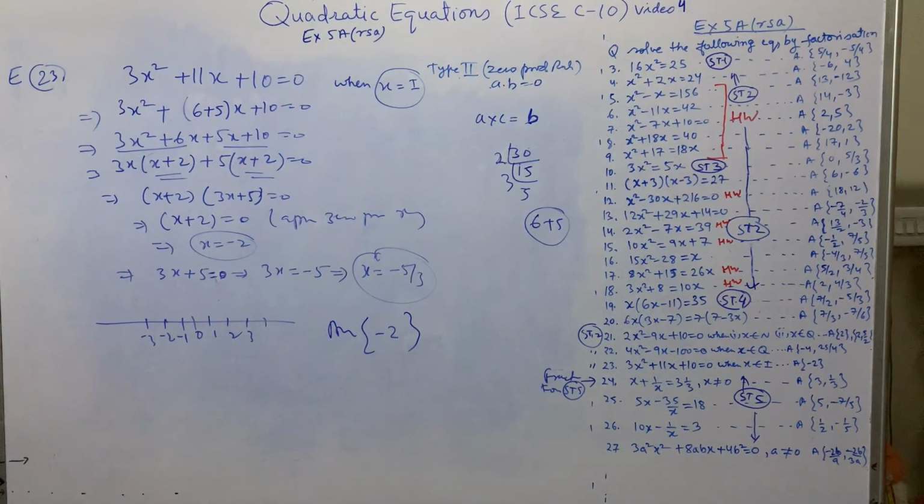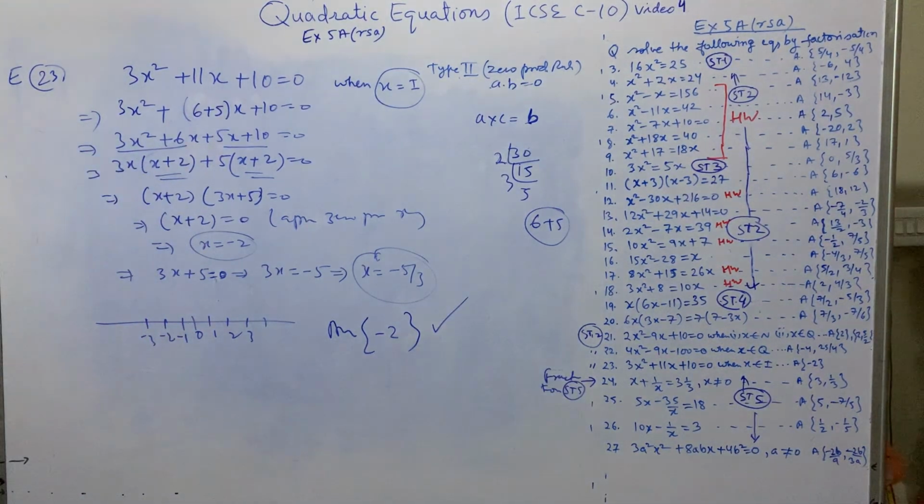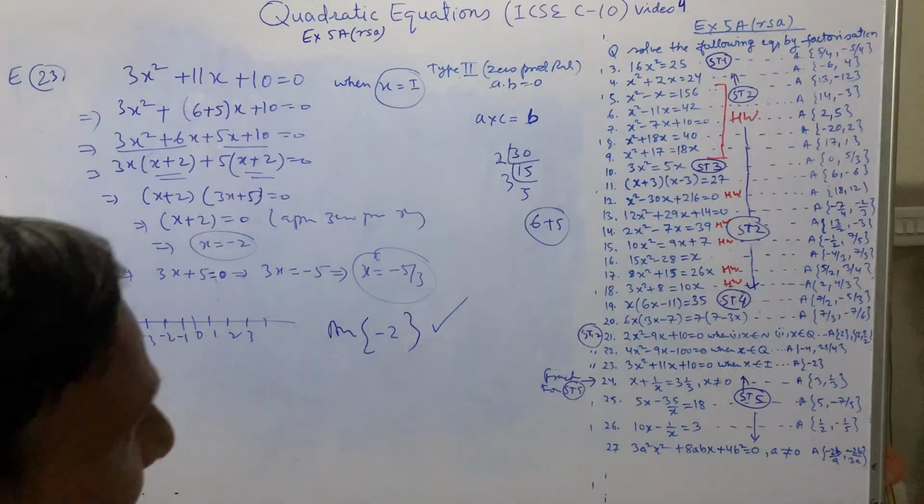So we got the answer, the 23rd answer. What is the 23rd answer? That's minus 2, which is perfectly matching. So this is okay. Now we move on to the next one. It is also the same, so hope you would do it as homework.